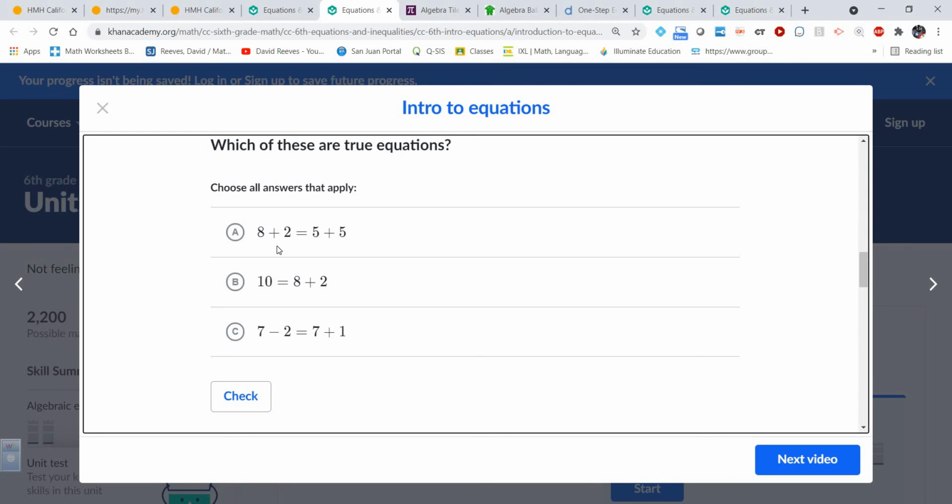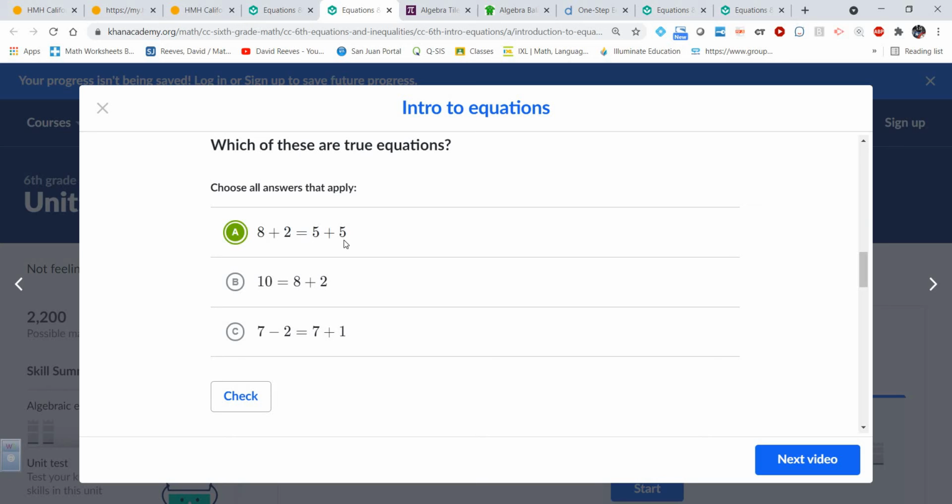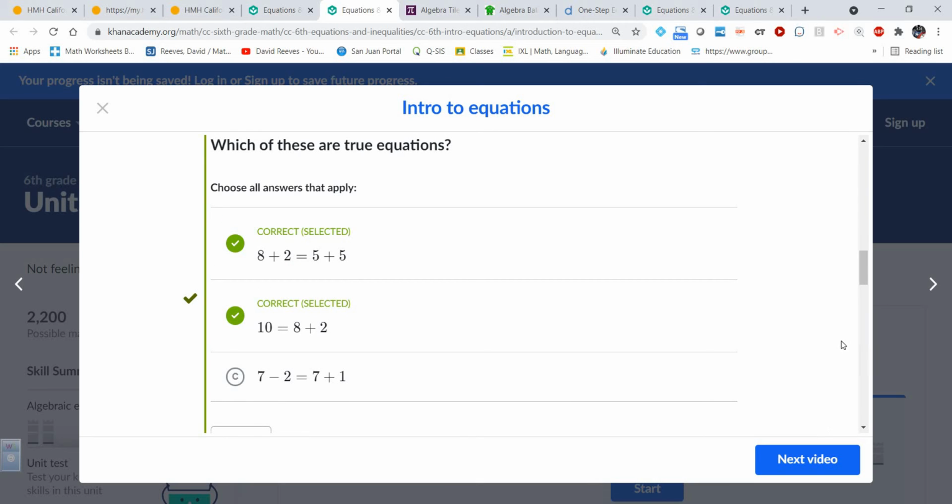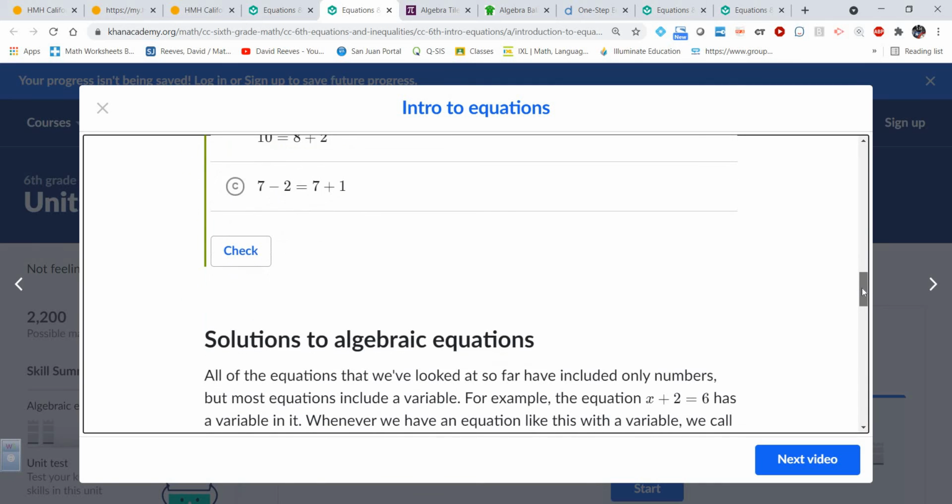Well, this first equation, 8 plus 2, that left side is 10. And on the right side, we have 5 plus 5. Well, 10 is equal to 10, right? 8 plus 2 is 10. 5 plus 5 is 10. So that is a true equation. We just said that 8 plus 2 was 10, so this is also a true equation here. But 7 minus 2 does not equal 7 plus 1. 7 minus 2 is 5. 7 plus 1 is 8. Those are not equal.